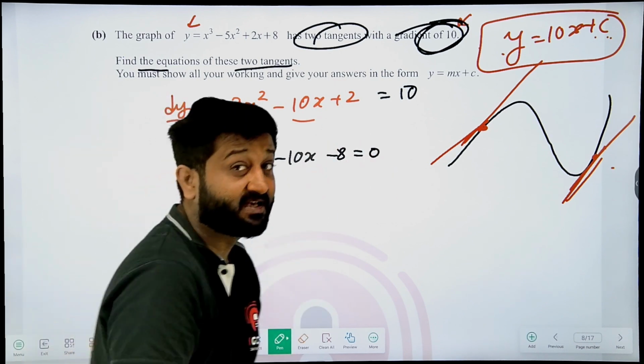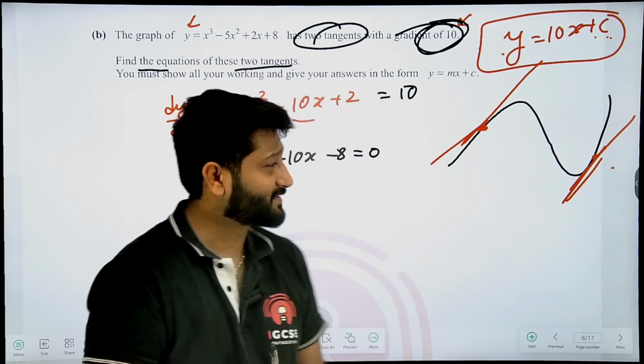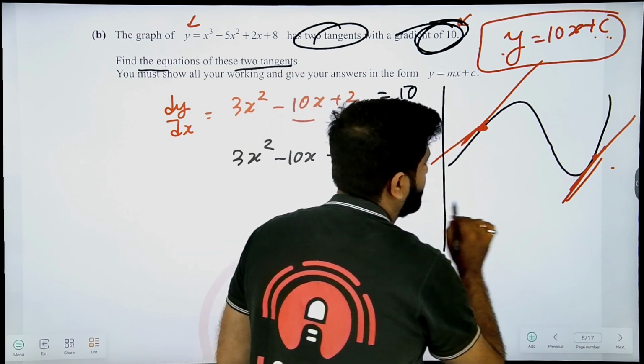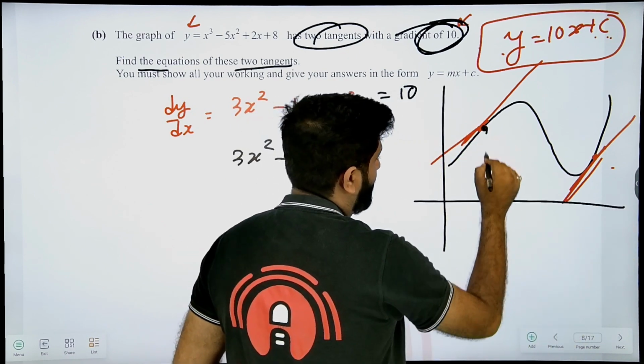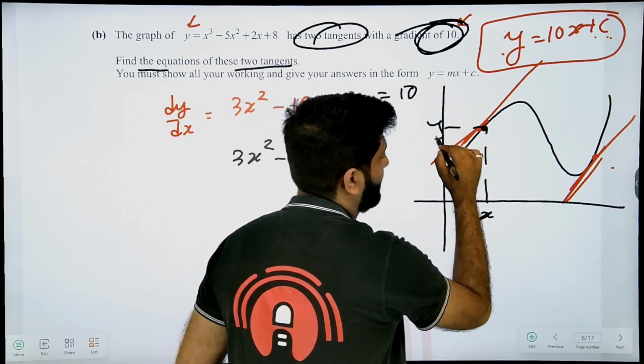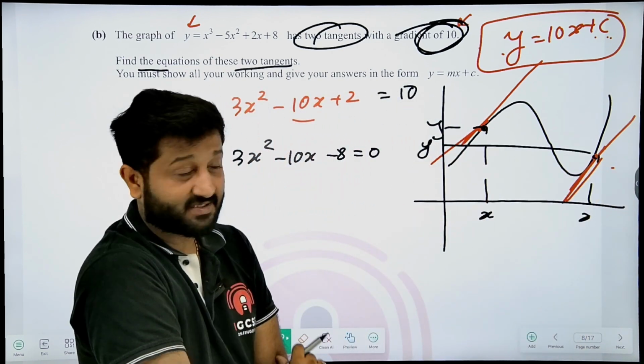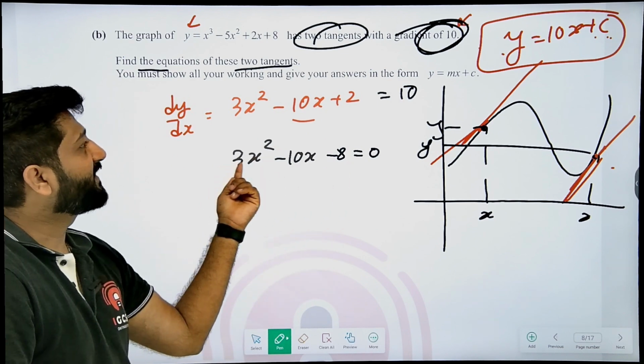Now as I am supposed to find x, I am supposed to do factorization. If this is my graph, I want to know the value of x and y for this tangent. I want to know the value of x and y for these tangents, right? So using this, I will find x now.